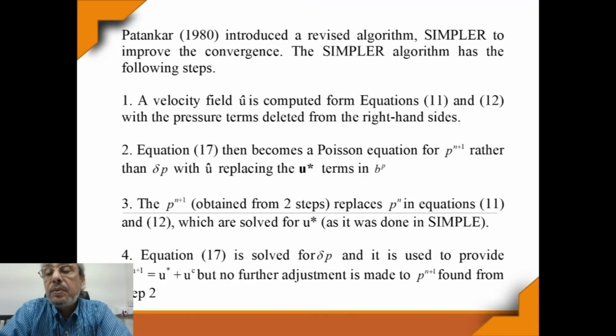you did not use P when you evaluated equations 11 and 12. This is Pn plus 1 rather than delta P, with U hat replacing U star terms in Bp. The Pn plus 1 obtained from these two steps replaces Pn in equation 11.